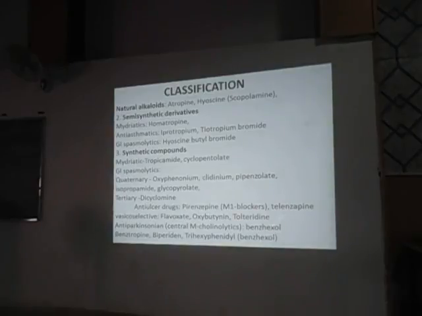Vasopressor selective, we have flavonoid, oxytocin, tolterodine. These are again the most common drugs for bladder relaxation. Anti-Parkinsonian drugs, that is central muscarinic cholinergics. We have benzoxazole, benztropine, piperidine, and another name for benzoxazole is tricyclidine. We have benztropine and piperidine. So these are the drugs you need to remember in this group.